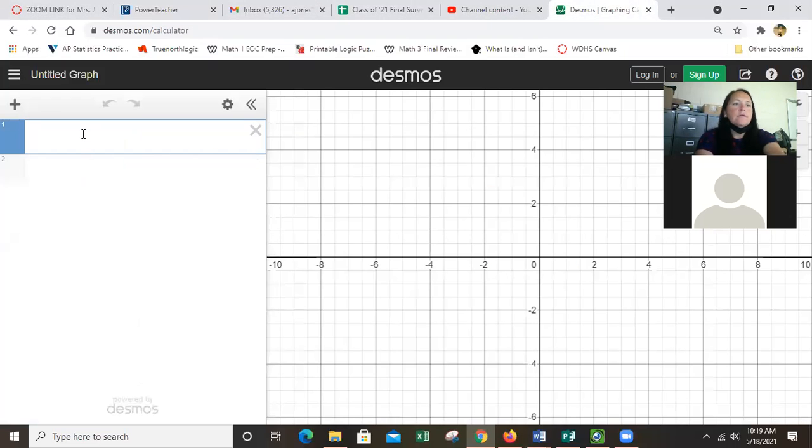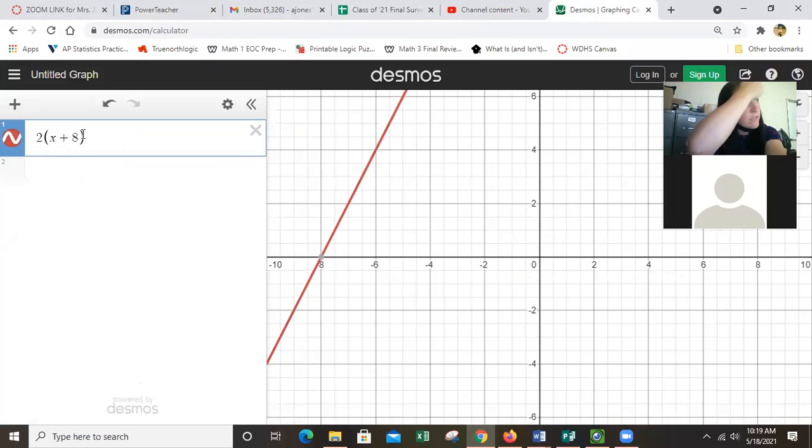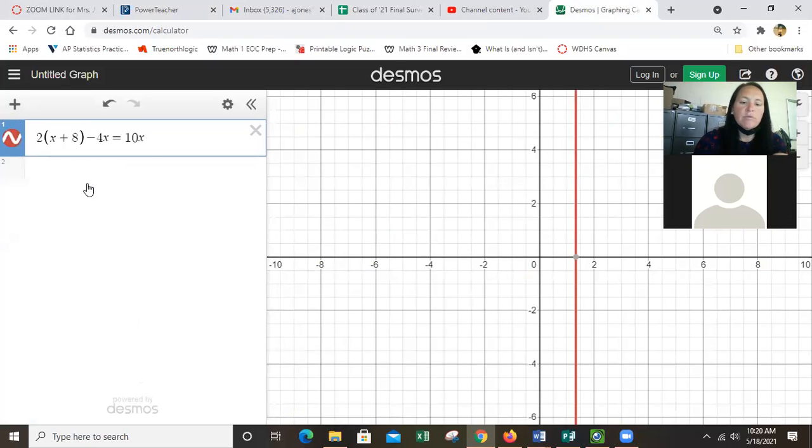All right. So we're going to type in exactly what we see. Remember, Desmos only uses X's. It won't use anything else. I want everybody doing this with me. So go to Desmos. If you don't do it, it won't work. You won't remember it. Okay. So type in what you see. 2 parentheses X plus 8. Close your parenthesis minus 4X. Equals 10X plus 4. And I'm actually going to show you 2 ways to do this.